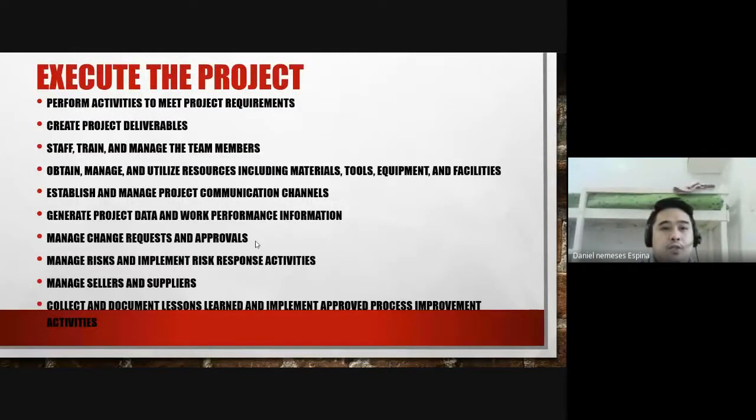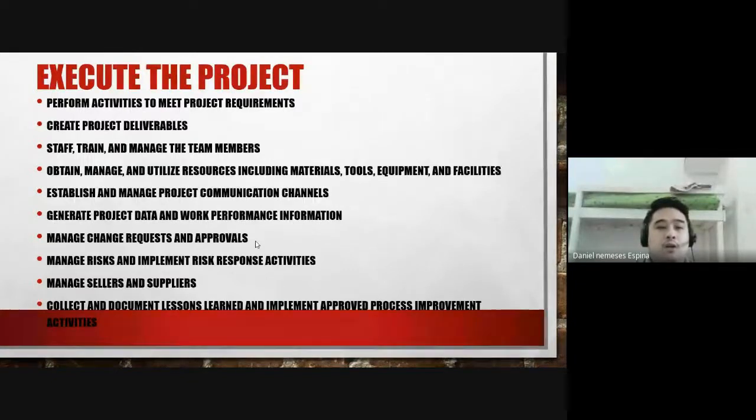So execute the project. So perform activities to meet the project requirements. So create the project deliverables. So you can also staff, train, and manage the team members. Obtain, manage, and utilize resources, including the materials, tools, equipment, and facilities. Establish and manage project communication channels. Generate project data and work performance information. Manage the change requests and approvals. Manage the risk and implement the risk response activities. Manage sellers and suppliers. And collect and document lessons learned.